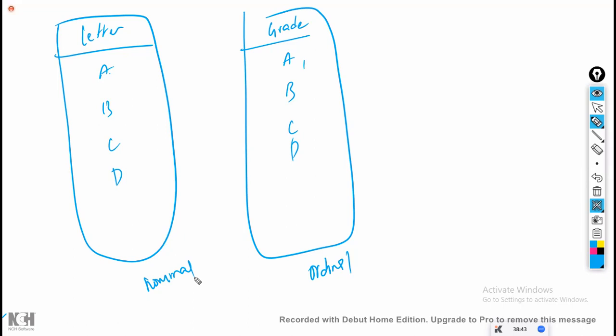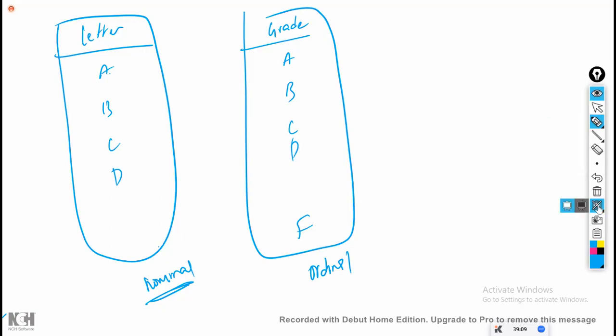Both are different. When you consider them as names, you have to treat them as nominal data. When you consider them as grades, you have to treat them as ordinal data, because A grade is better than B grade, B grade is better than C grade, C grade is better than D grade, and all of these are better than F grade. F means fail, which everyone knows, a common standard one.